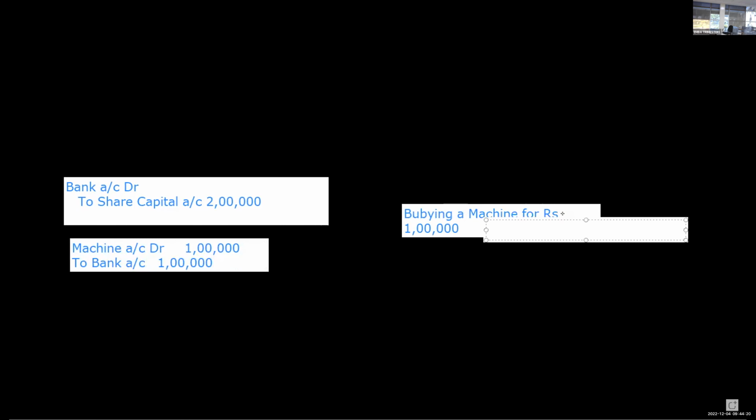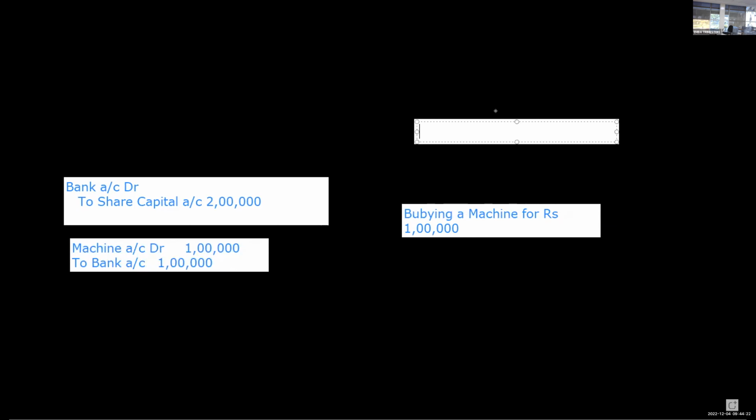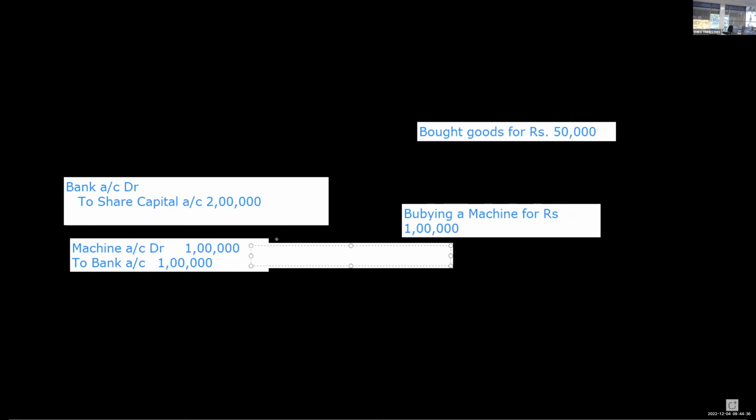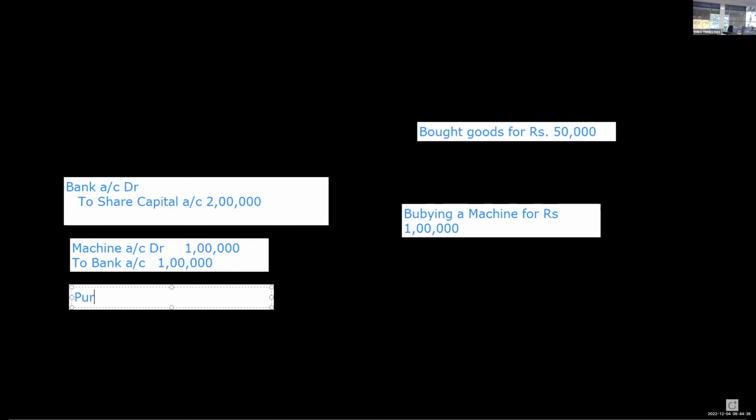Next, you are buying some material. Bought goods for rupees 50,000. What's the entry? Purchase account debit to bank. You don't have cash at all, so how do you buy from cash? Bank only. Purchase account debit 50,000 to bank, 50,000. Like this it will go on.